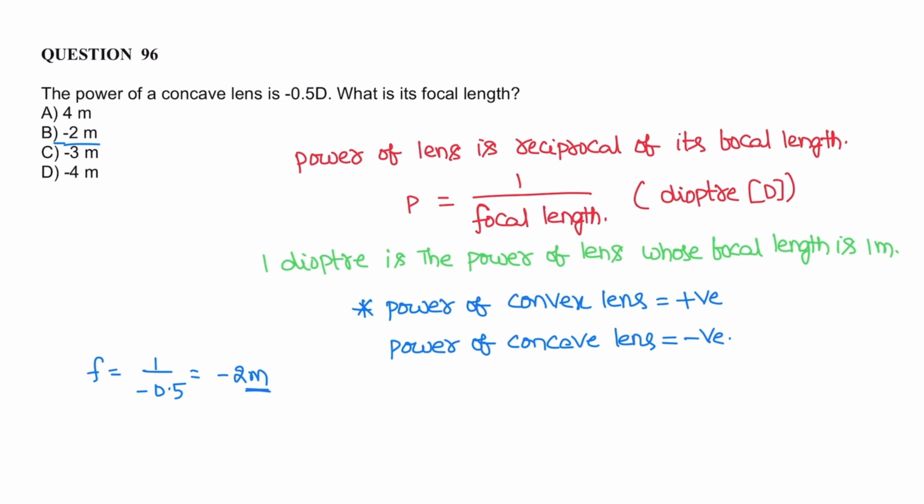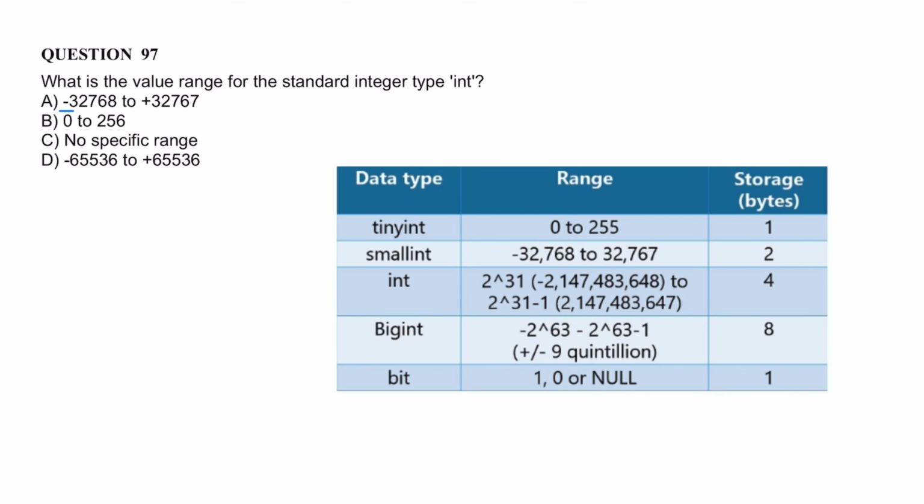Next question. What is the integer value range for the standard integer type int? For the standard integer type int, it is from minus 2 power 31 to 2 power 31 minus 1. So the correct option is A. That is minus 32,768 to plus 32,767. Correct option is A.